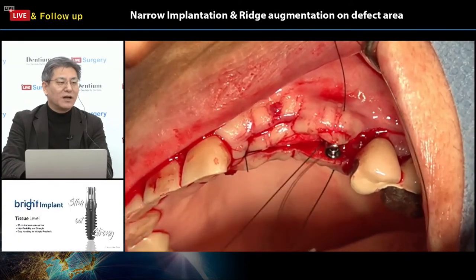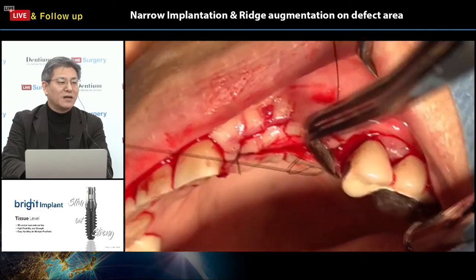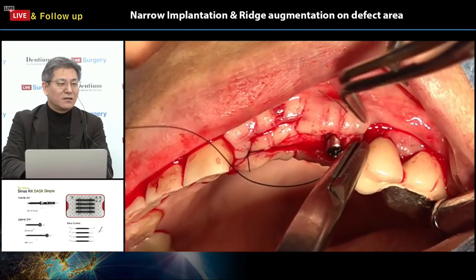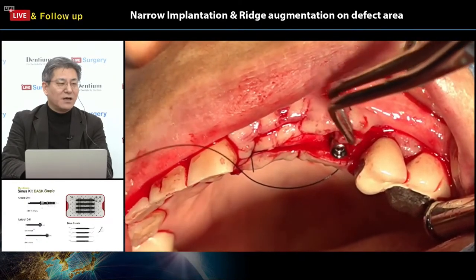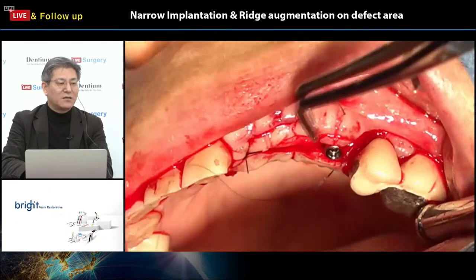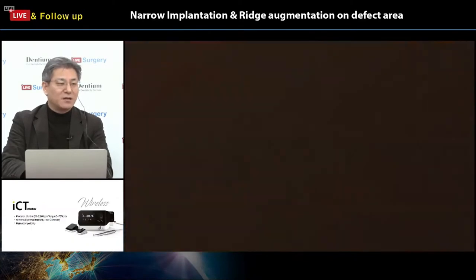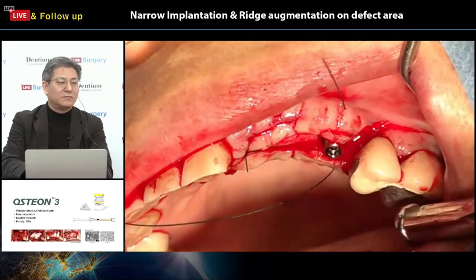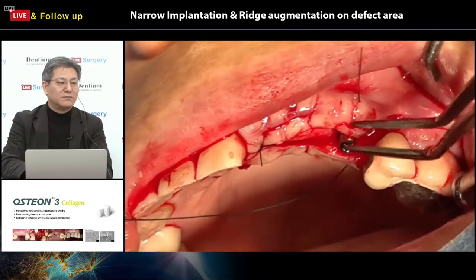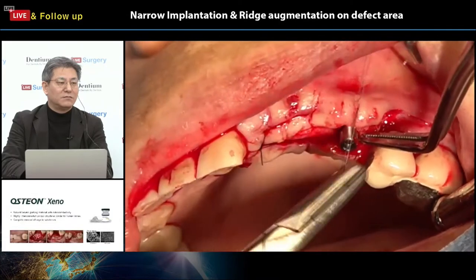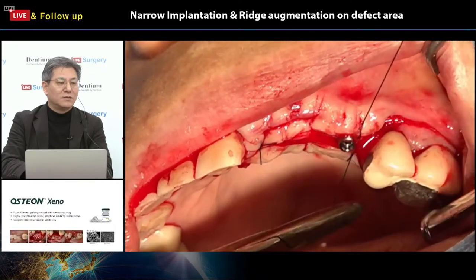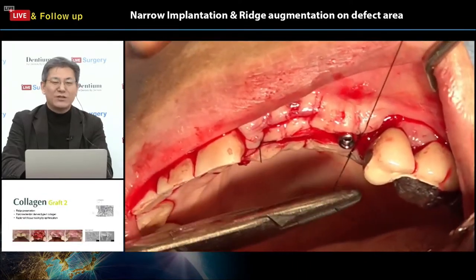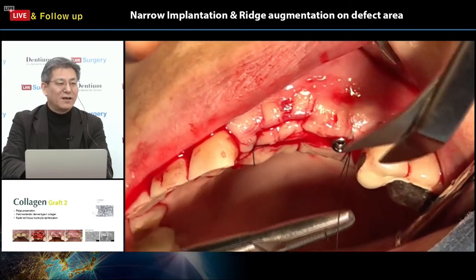The abundance of keratinized gingiva on the labial side of this surgery site allows us to use this palachi technique. This palachi is one of the rotational flap techniques. Okay, I think there is a little bit of a shortage of the flap. Anyway, it's okay.